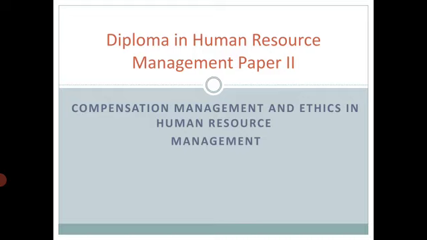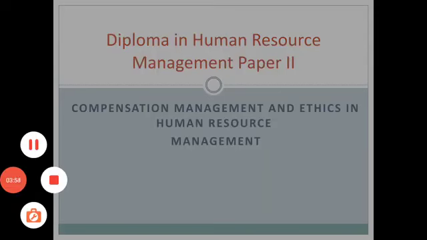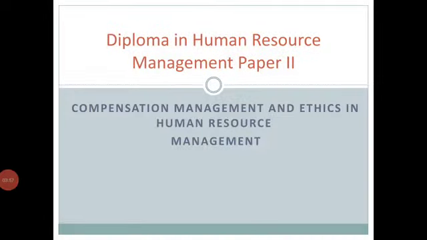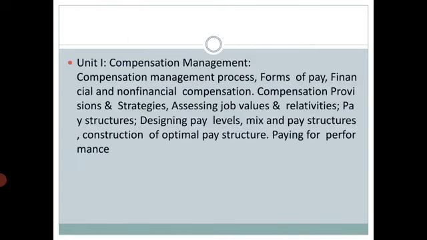Now, considering paper number 2, Compensation Management and Ethics in Human Resource Management, let's see what the different topics included in this particular paper are. The first unit is entitled Compensation Management.